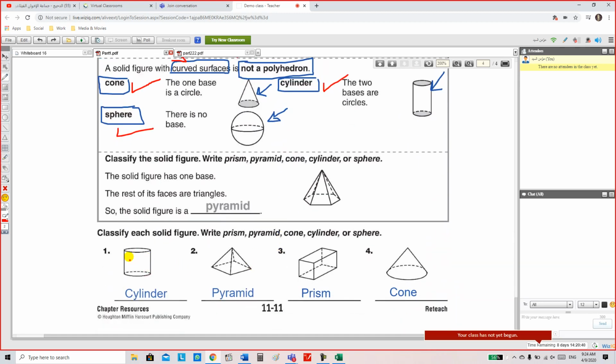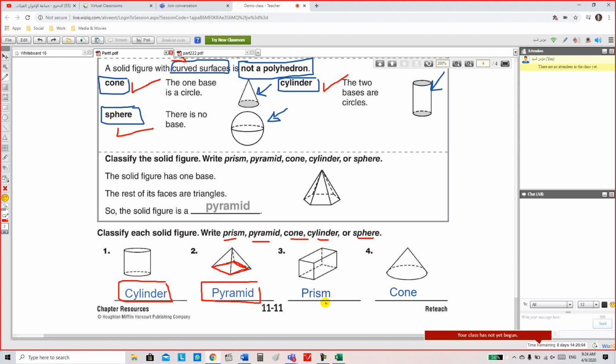Okay, let's move to this exercise. We have to classify each solid, right? Prism, pyramid, cone, cylinder, sphere. Number one is cylinder because we have two circular bases. This base is circle and this base is circle, so we can say that this is cylinder. We have here a pyramid because we have only one base and all lateral faces are triangles. If we have only one base, it will be pyramid.